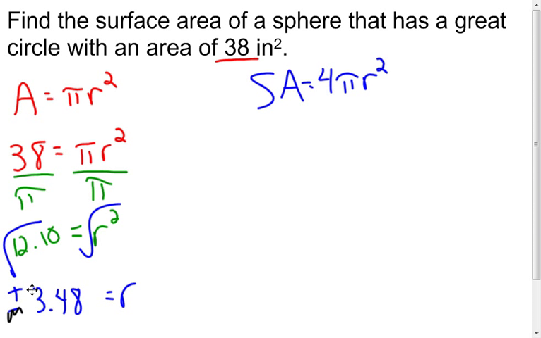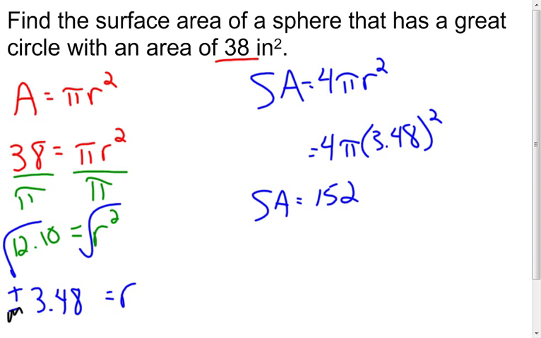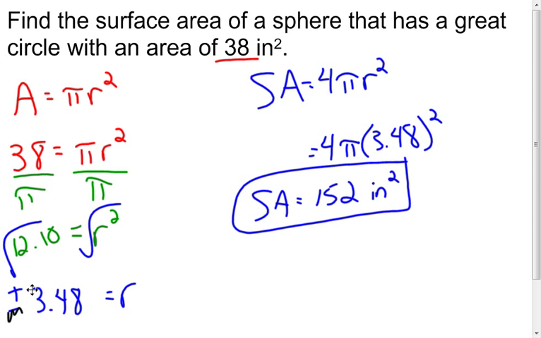Now, plug that back in, so my surface area is going to equal 4 times pi times 3.48 squared. When I type this on my calculator, I'm going to use all the digits, it's actually 3.47789 and it keeps going on. I'm going to square that, multiply it by 4, and multiply by pi, and I end up with an answer of 152 square inches for the surface area of this sphere. That is one method to calculate the surface area of the sphere.